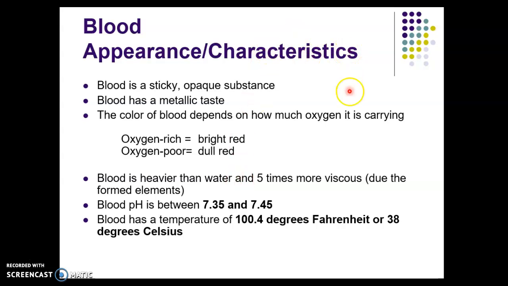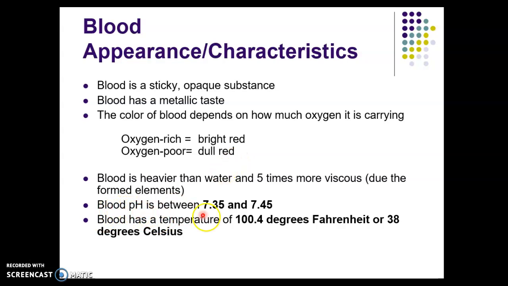Some characteristics of blood. Well, blood has a sticky, opaque substance. It's a little more viscous than water is. Why? Because it's got those formed elements in it. It's got a metallic taste because of the iron and hemoglobin. If its hemoglobin is saturated with oxygen, it's going to look bright red. If it's oxygen poor, it's going to look like a dull red, dark red color.